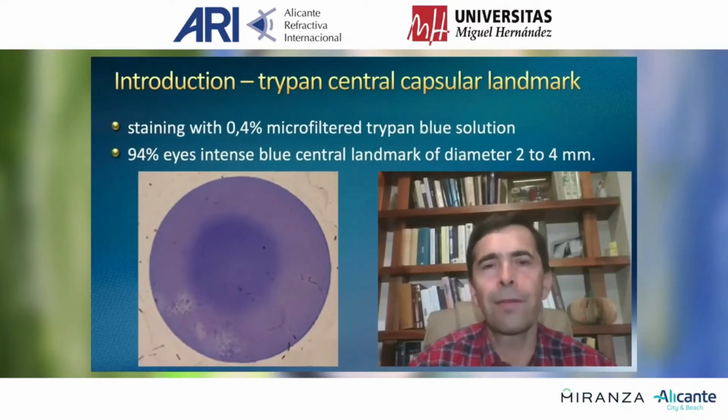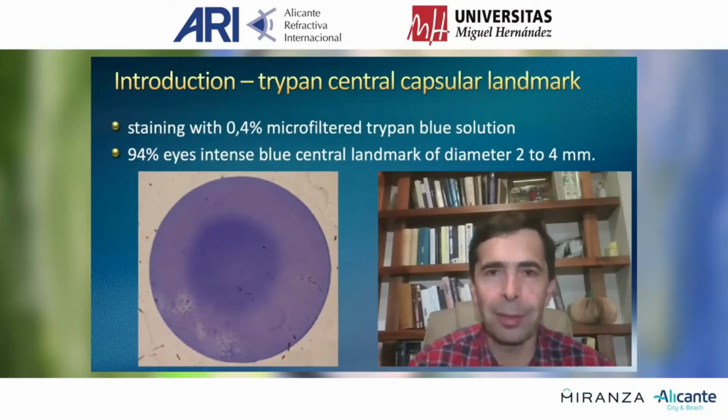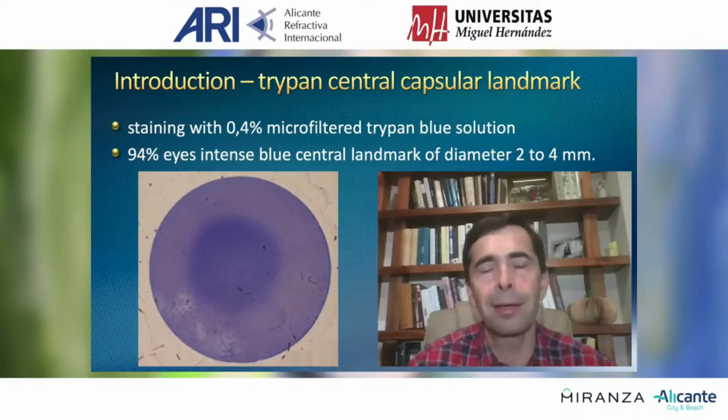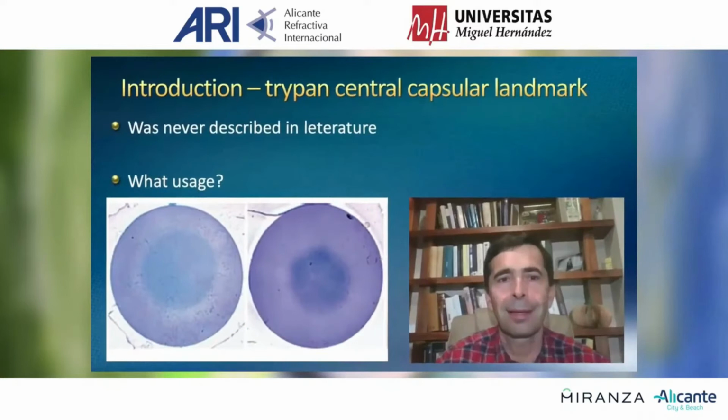First of all, we have improved the staining of anterior capsule with 0.4% microfiltered trypan blue solution. And in 94% of eyes, we obtain an intense blue central landmark of diameter 2 to 4 millimeters. This center dark spot, which we call center capsule landmark, has never been described in the literature. So what can we use this for?